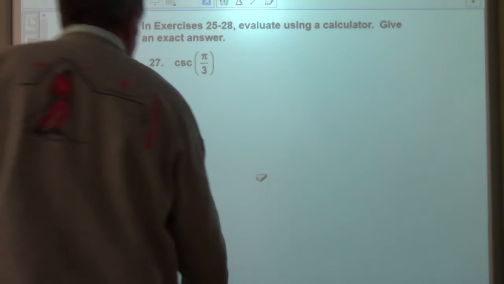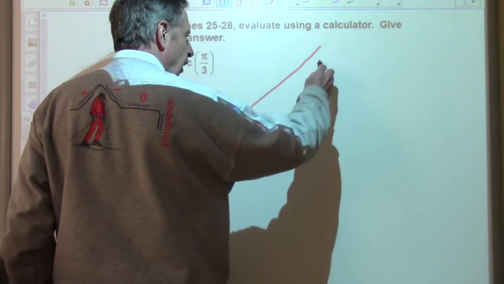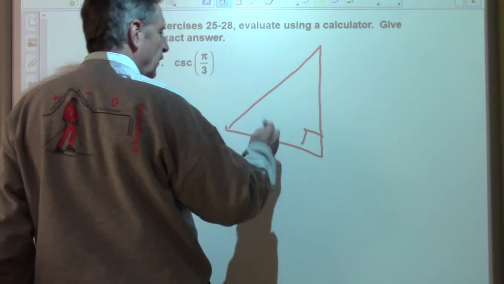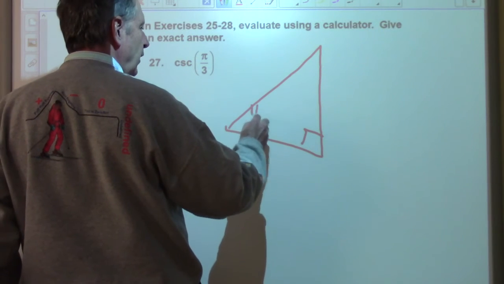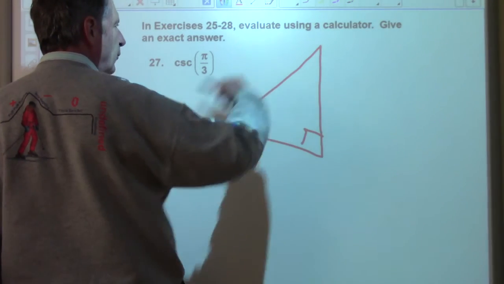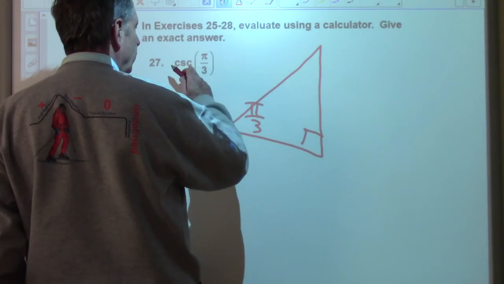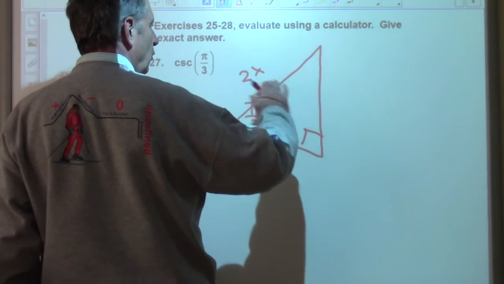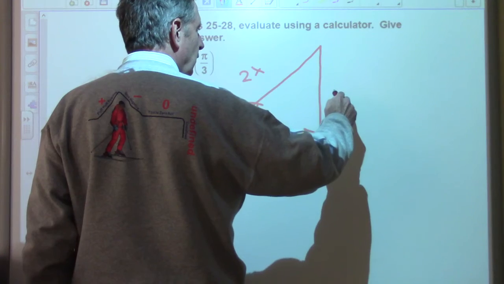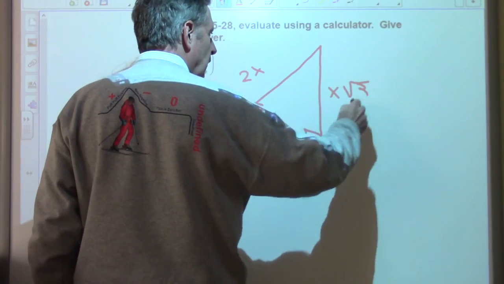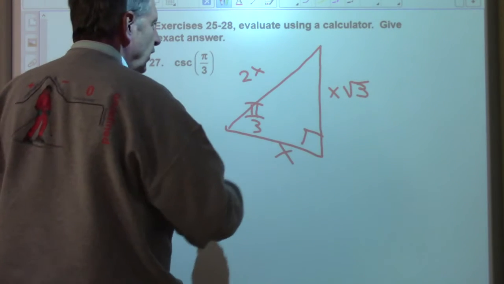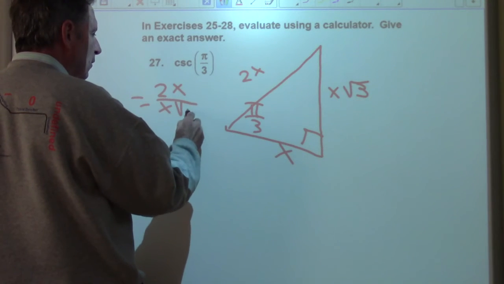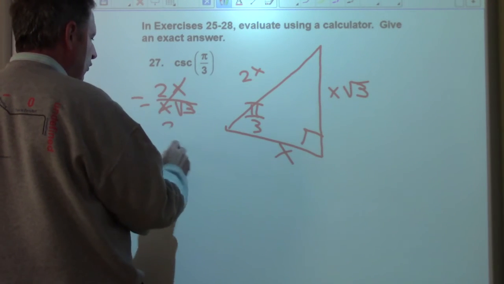How did you get that? So she has the cosine of 60, pi over 3 right here. Then this is cosecant, so we're going to have 2x here, and this is going to be x square root of 3, and this is going to be x here. So cosecant is going to be 2x over x square root of 3, and cancel that out, so we get 2 over square root of 3.